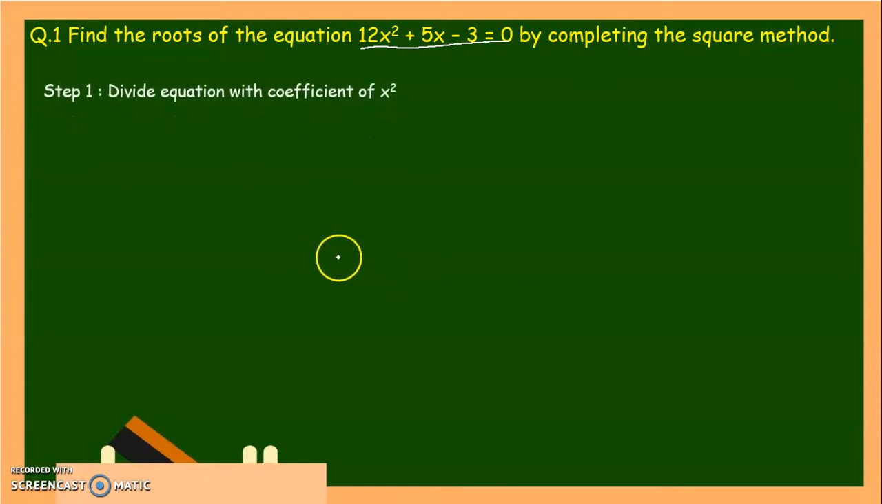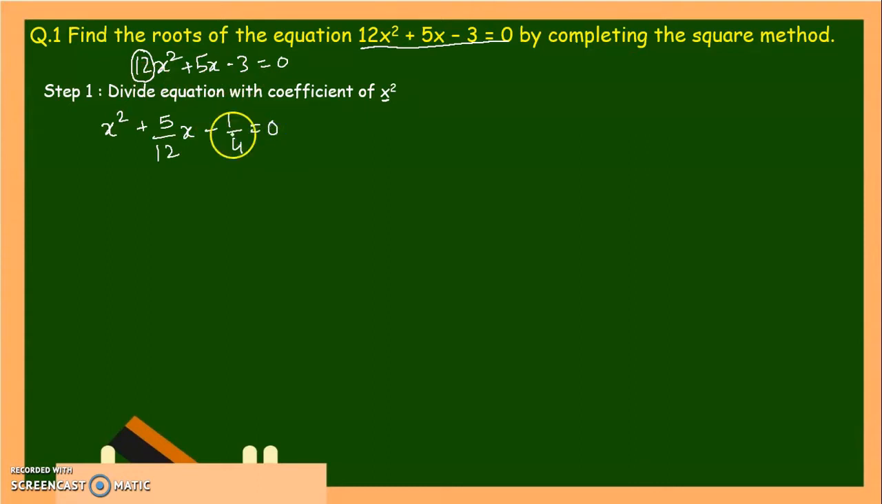The first step is to divide the equation by the coefficient of x². Here the equation is 12x² + 5x - 3 = 0, so the coefficient of x² is 12. So we will divide this whole equation by 12. If you follow the first step, the equation becomes x² + 5/12 x - 1/4 = 0, since 3 divided by 12 is 1/4. So this is the first step completed.